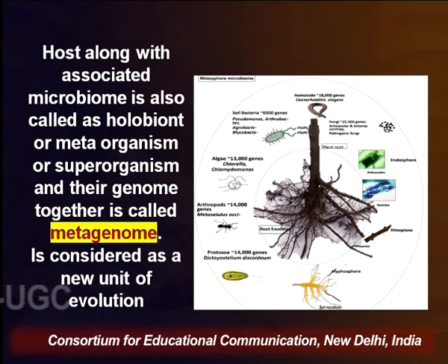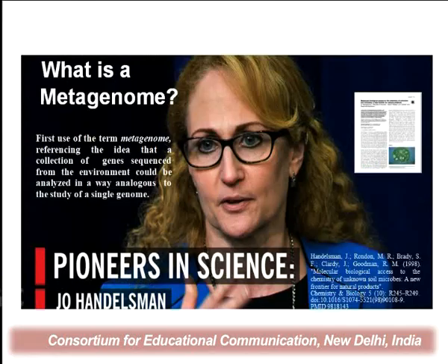and it is being treated as a different unit for evolution, meaning it is now understood that all organisms are associated with different microbes, and they together form another unit of evolution that is called a superorganism or meta-organism. This is under debate: should we consider one organism individually, or should we also consider the associated microorganisms with that? It's a point of discussion among the scientists.